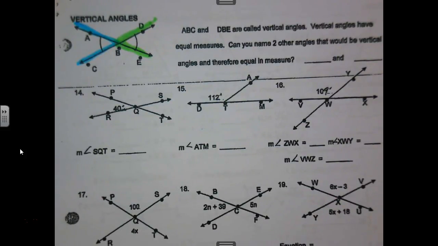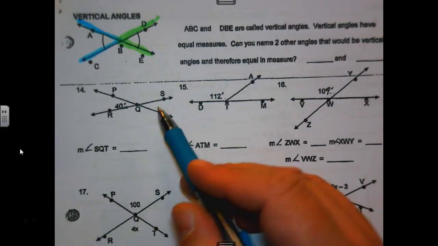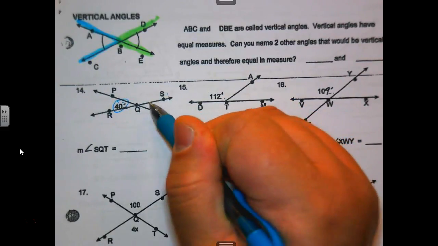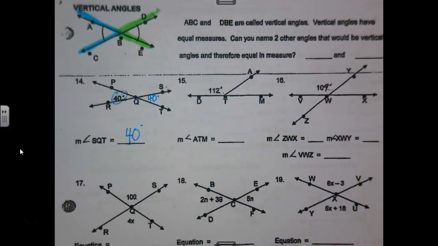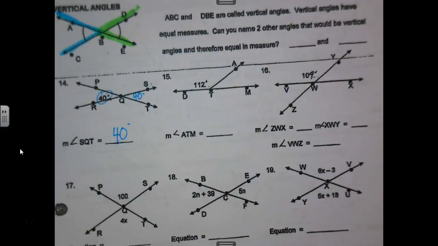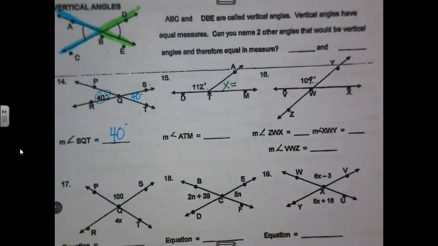Everything we just did with angle bisectors, you're going to do for vertical angles. Set them equal to each other. This one's easy. PQR is 40, which means SQT is going to be 40. This one is a linear pair. They form a line. What do they equal? 180. What does x have to be? 180 minus 112 is 68.